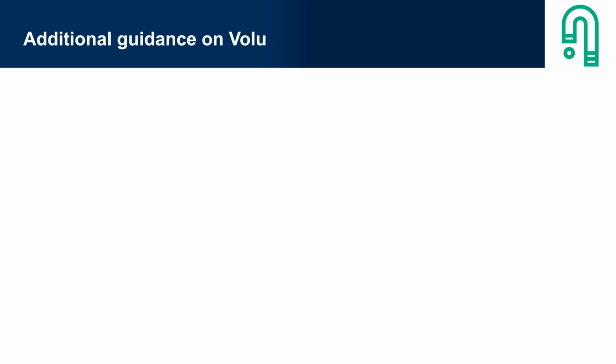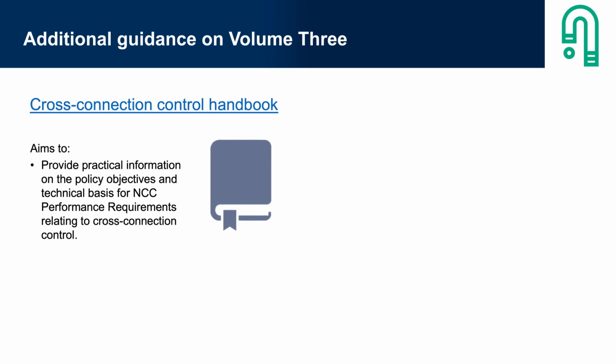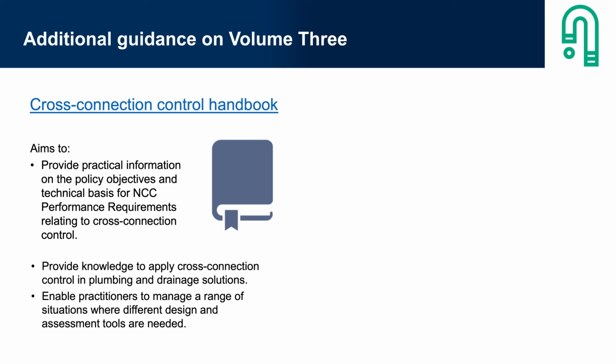Additional guidance on Volume 3. The Cross-Connection Control Handbook aims to provide practical information on the policy objectives and technical basis for NCC performance requirements relating to cross-connection control, provide knowledge to apply cross-connection control in plumbing and drainage solutions, and enable practitioners to manage a range of solutions where different design and assessment tools are needed.